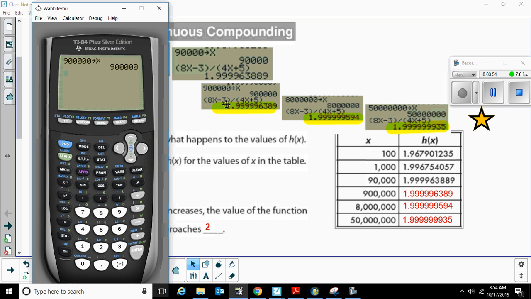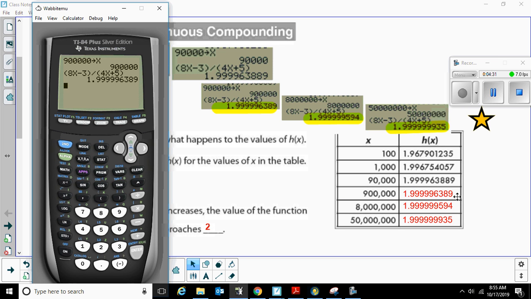And then what we're doing is we're putting in this equation where we have parentheses 8x minus 3, close parentheses, divided by parentheses 4x plus 5, close parentheses. Or you could have shortcut this by just doing alpha y1. Alpha y1 would have given you the same thing. And when I hit return, I see this is my first number here.